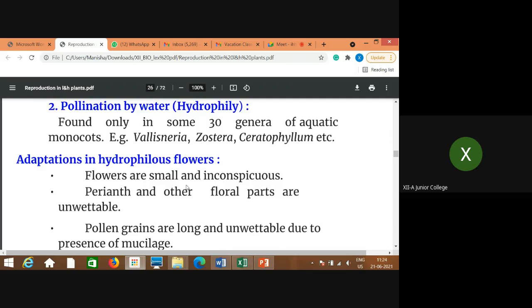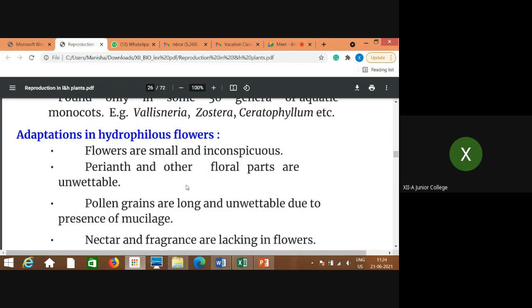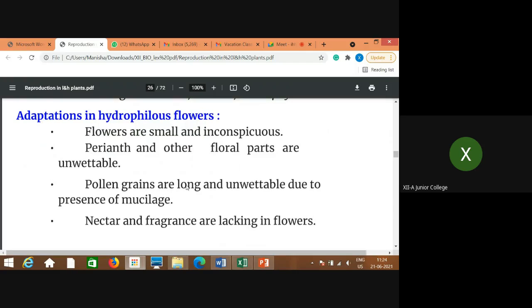Flowers are small, inconspicuous. Perianth and other floral parts are unwettable. Do you know the meaning of perianth? If you know the parts of the flower, then you will know. What are the non-essential parts of the flower? Calyx and corolla, that means sepals and petals. When these floral parts are fused to each other, not separated, that part is considered perianth. So these floral parts are unwettable.